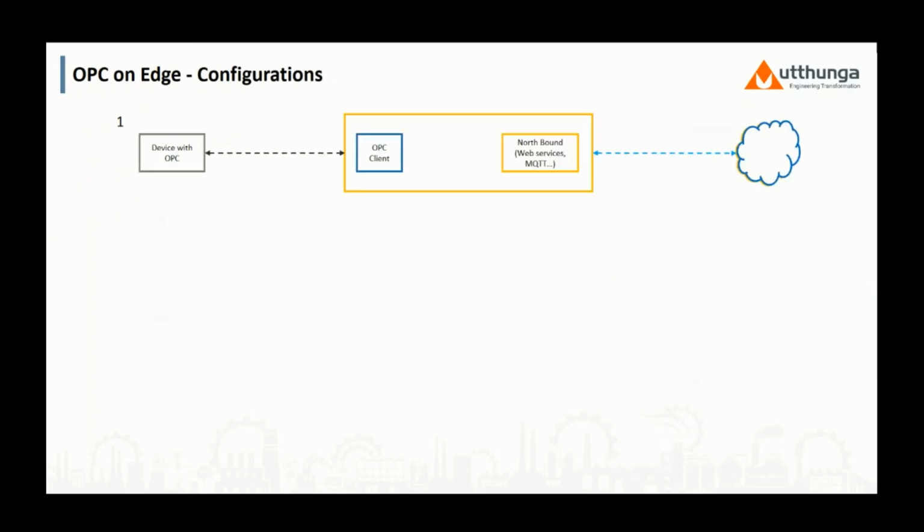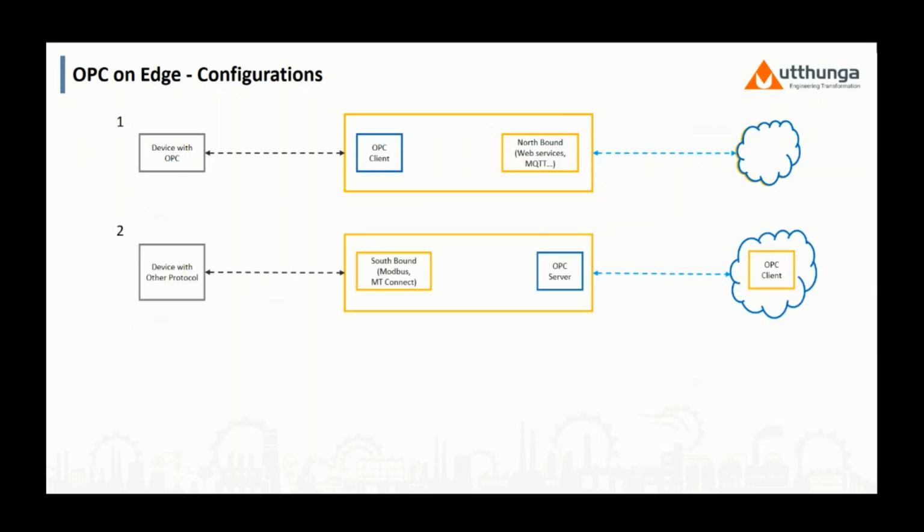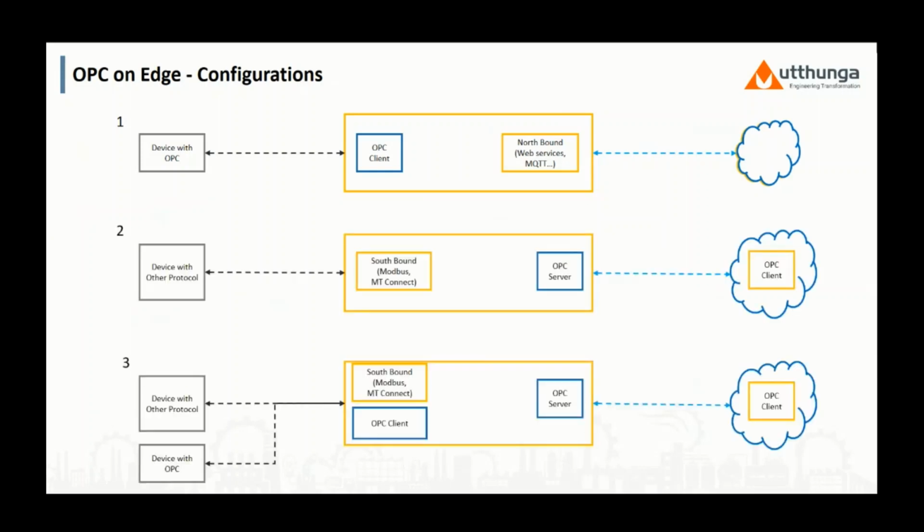So given this, we can easily deduce that OPC on edge could be of any configuration. It could be on the client side, it could be on the server side, or it could be on both the client and the server.